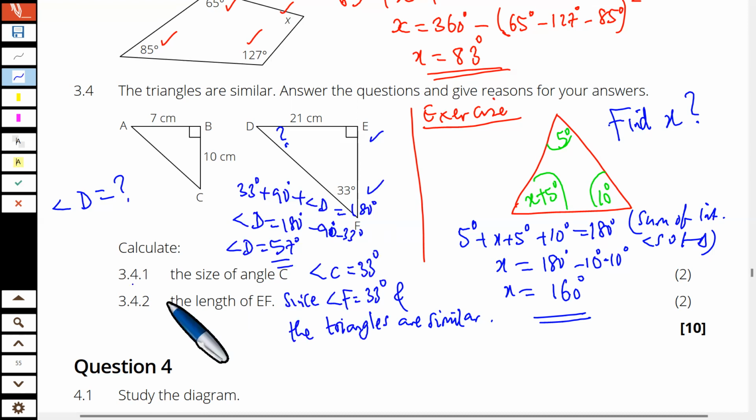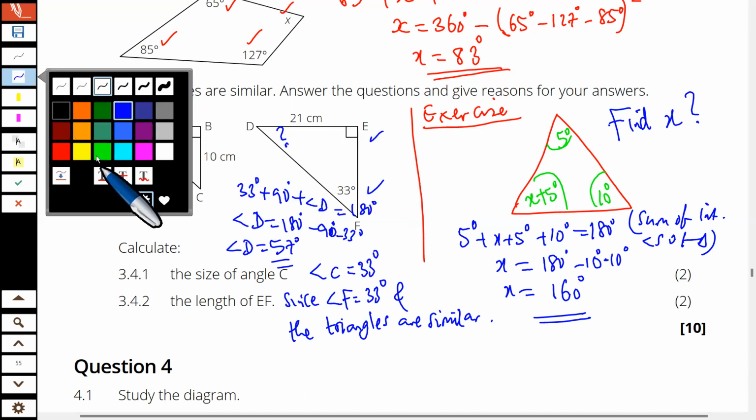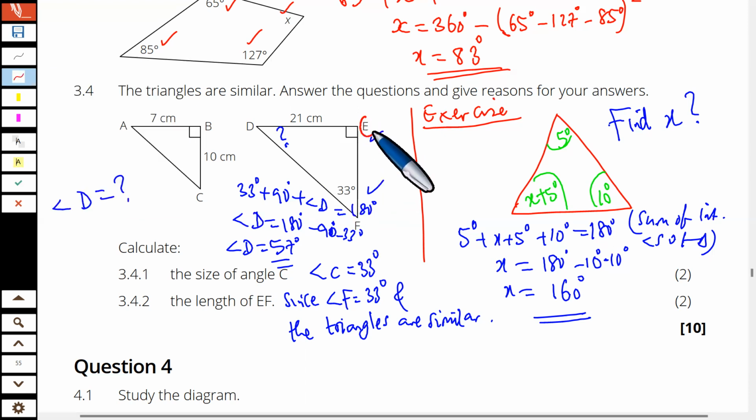Right, now calculate the length of EF. Let's find the length of EF. What is the length of EF? I'm giving you 2 minutes to calculate the length of EF, okay? Here is E and here is F. If this one is E here, and F is this one, what is the length of EF? 2 minutes. Let me know when you're done.